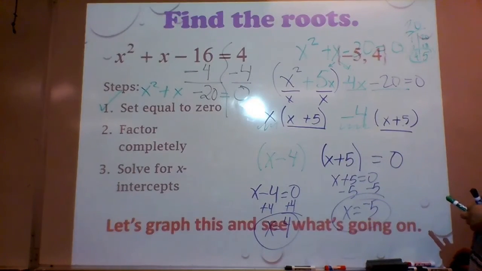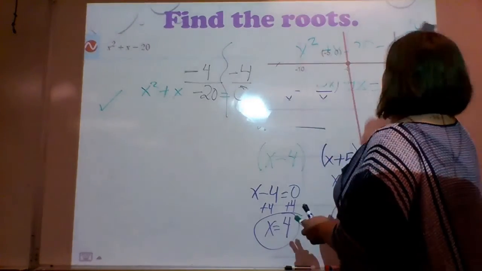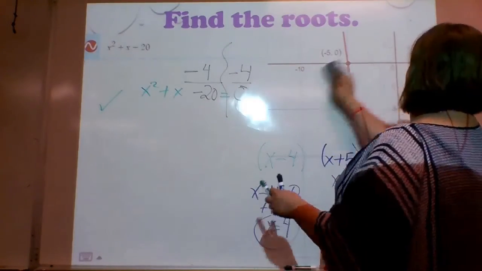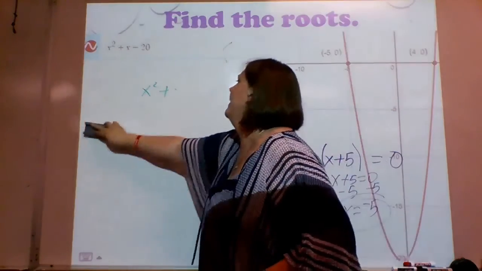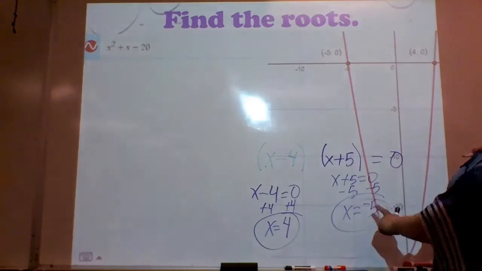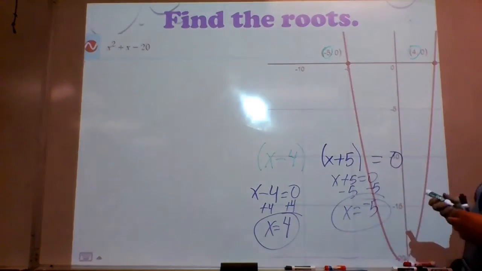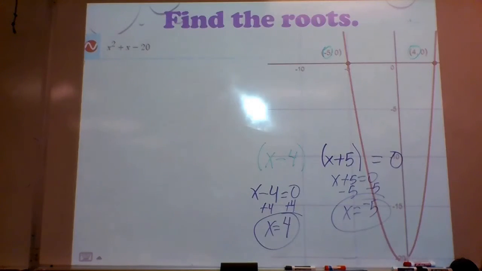All right, here we go. I graphed it. And hey, look at that, -5 and +4. Hot dog, I got -5 and +4 and -5. Go, Miss Stoddard. Pretty proud of myself.